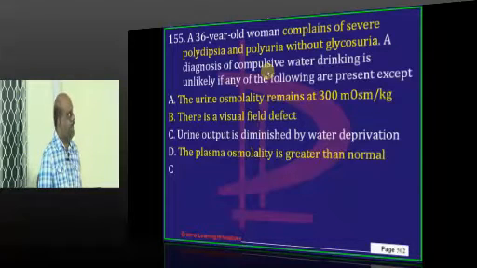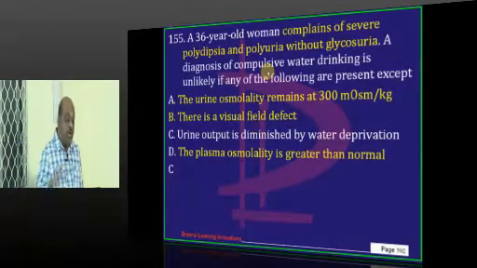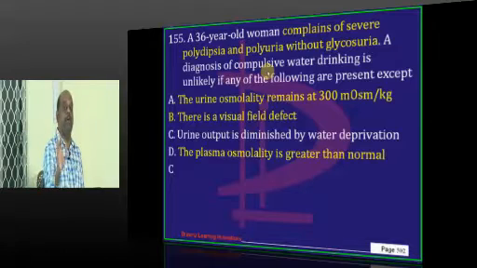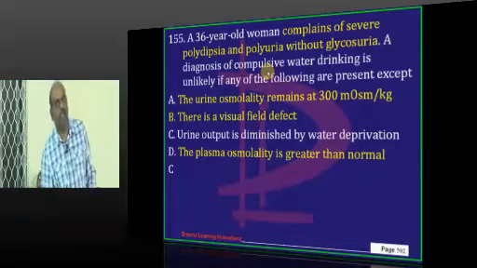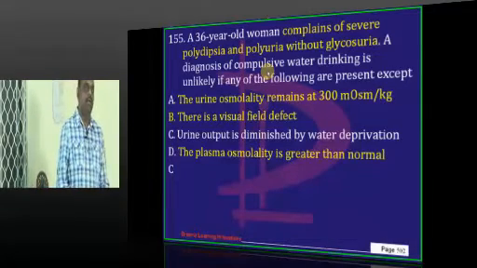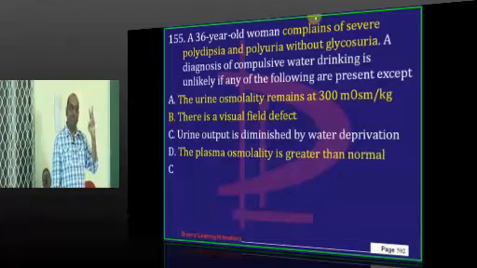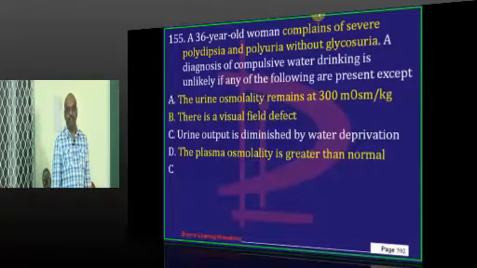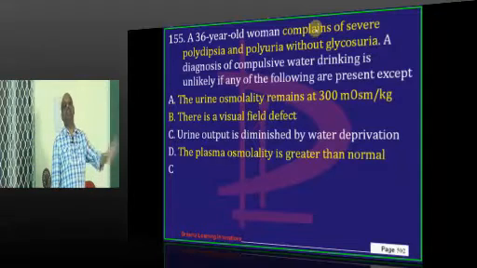Now my 36-year-old severe polyuria, polydipsia without glycosuria. When you don't consider primary polydipsia as a diagnosis. See, doctor, there are two things which you have to differentiate. Primary polydipsia from diabetes insipidus, central versus nephrogenic diabetes insipidus. How to differentiate is a favorite question of the examiner.